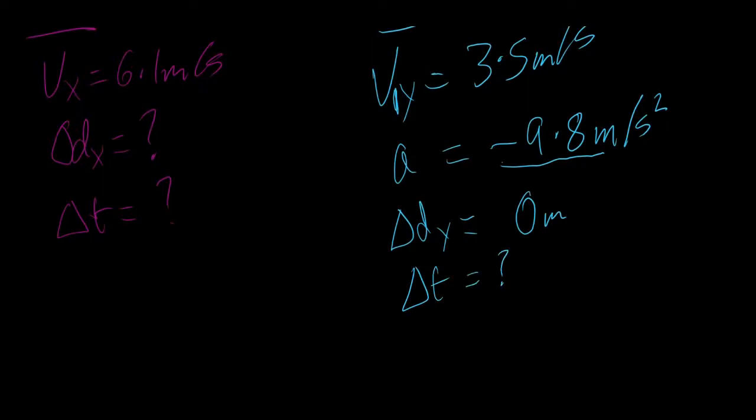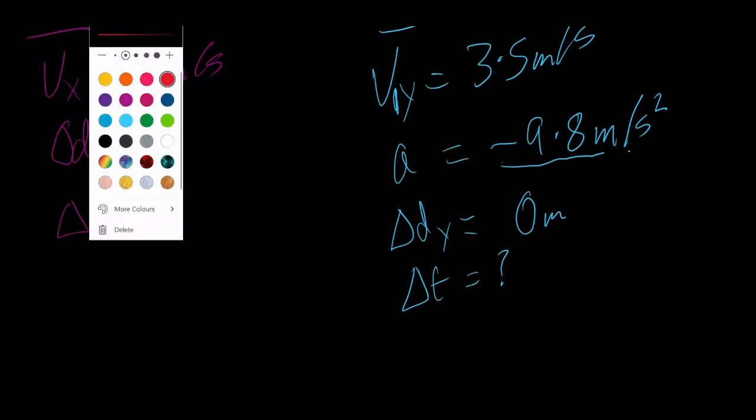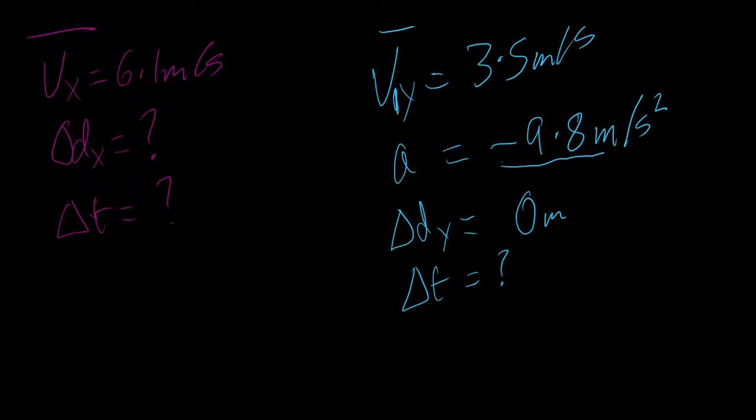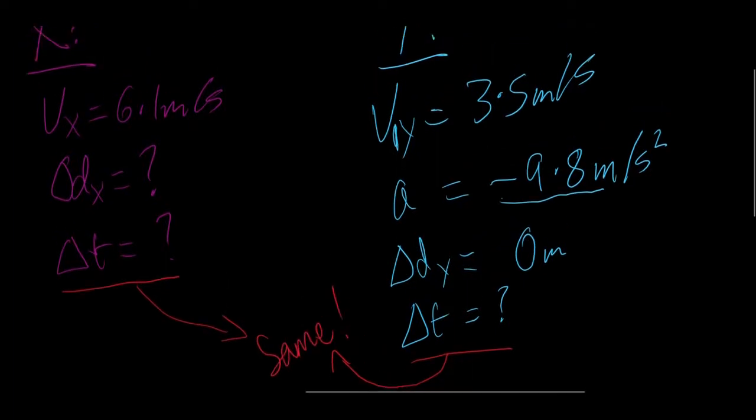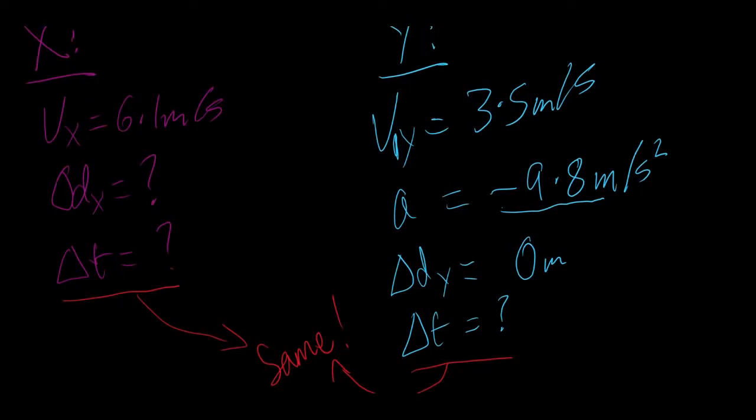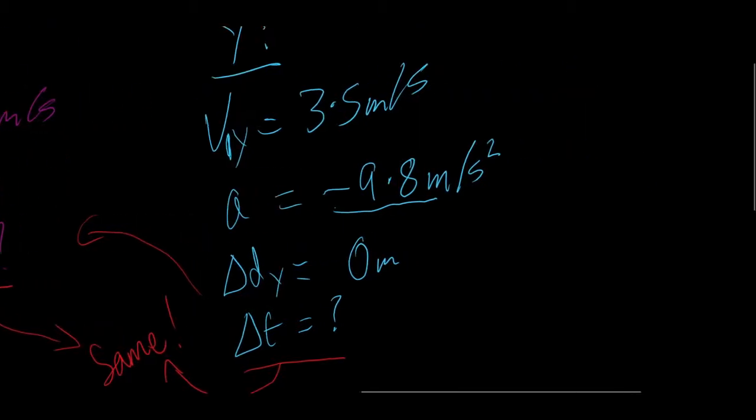One important note that we need to make is that since it's the same ball, this delta t right over here and this delta t right over here, they are the same. And for that reason, since we cannot solve immediately for the displacement in the x direction, we can use this delta t once we solve for it here, plug it into this formula right here, and we can solve for our answer. So let's solve for delta t.